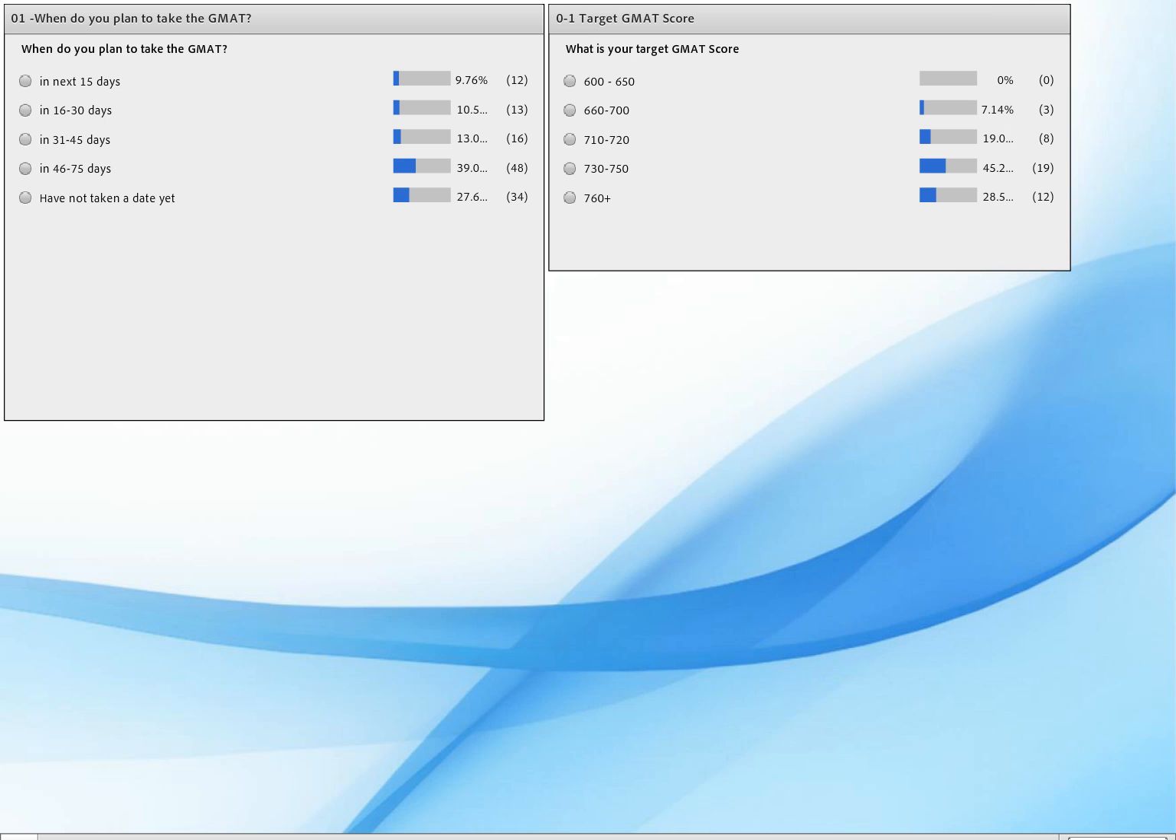So we have quite a few responses for the first question, and based on the data, what I can really see is the biggest segment over here plans to take the test in about 46 to 75 days. That's about a month and a half to 2.5 months. We also have a fairly large number of people who haven't taken their date as of yet. And then we have three equally sized segments: those who have their exam right away, those who have between 16 and 30 days, and those who have between a month and 45 days before their test.